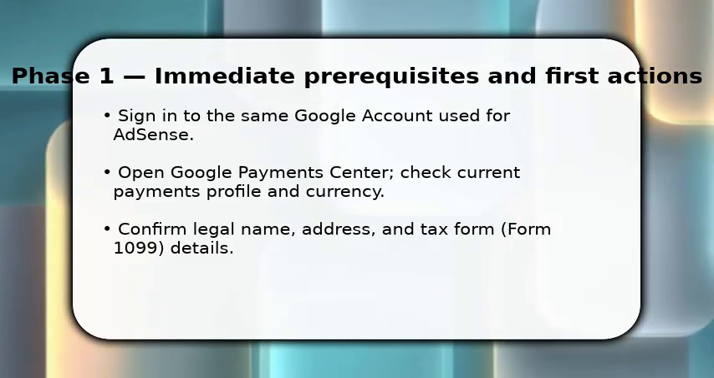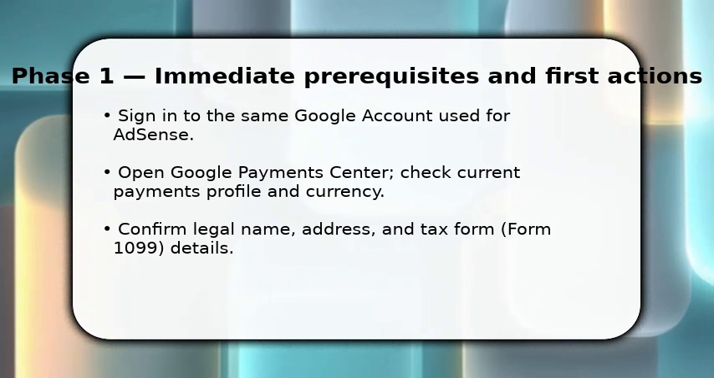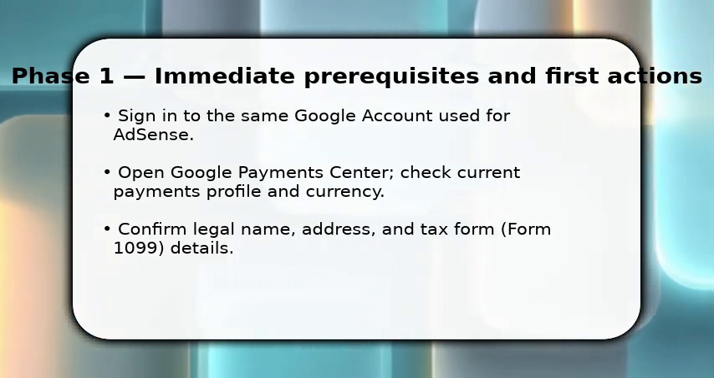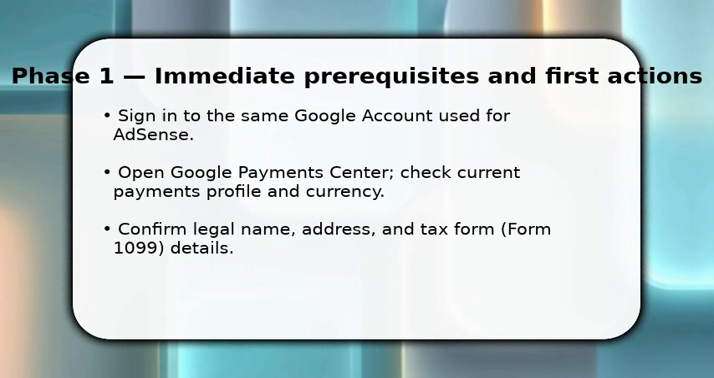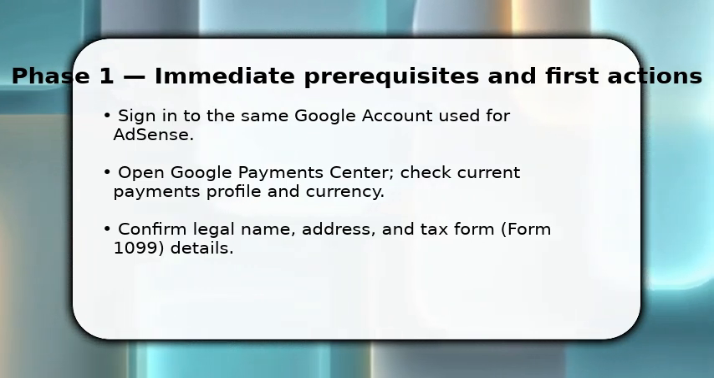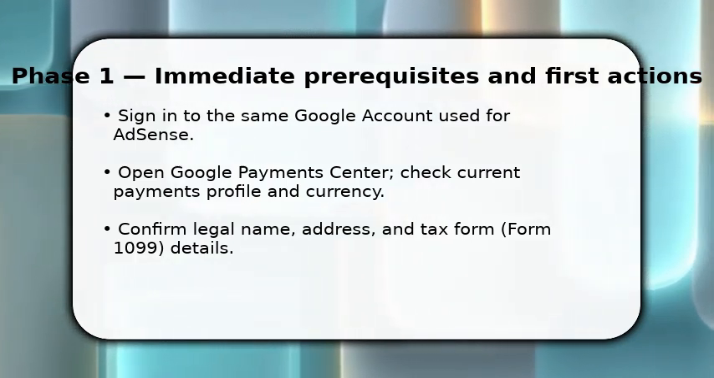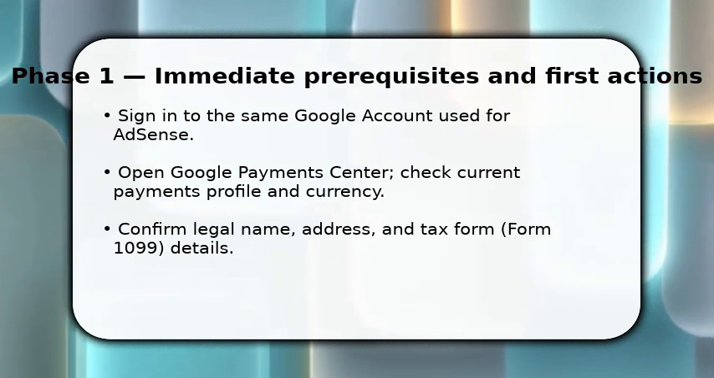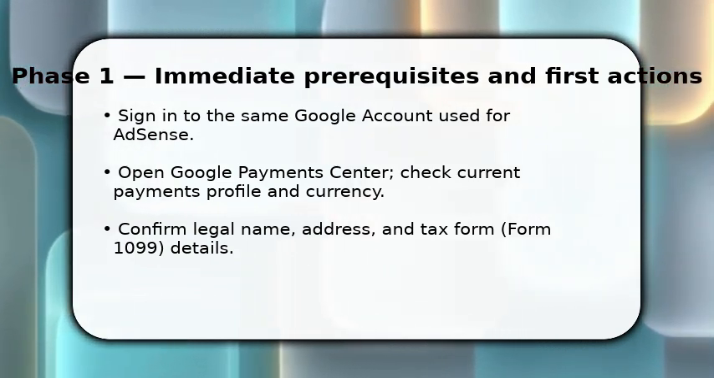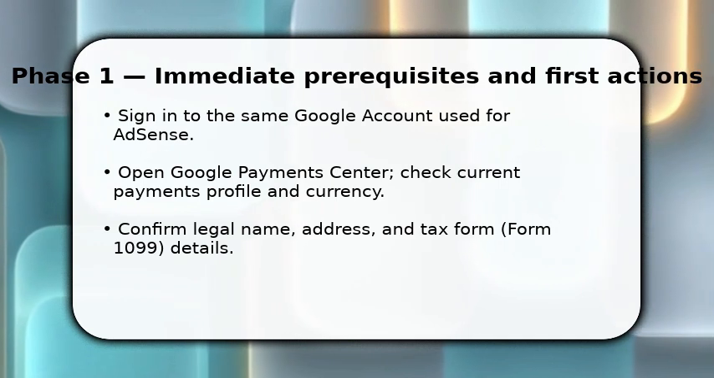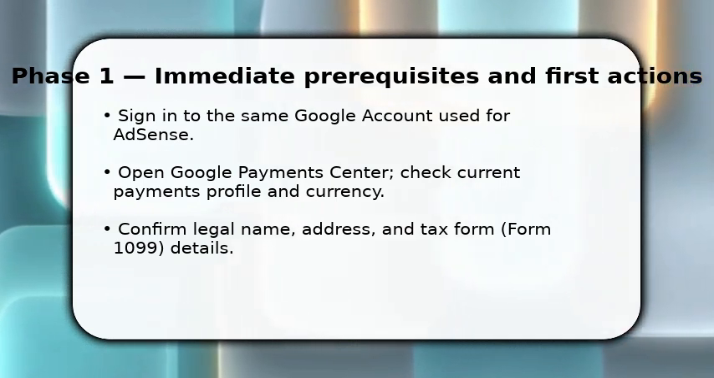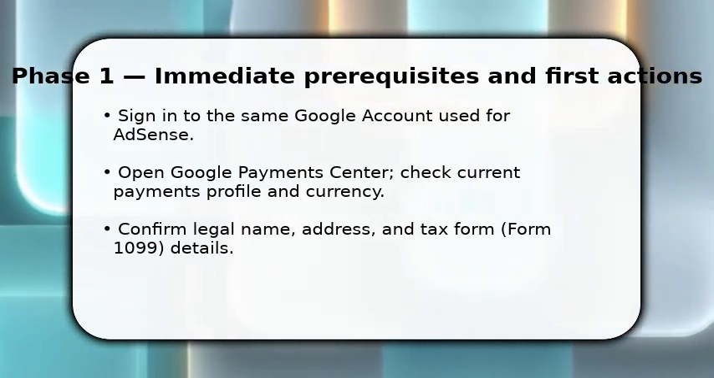You start by signing in to the Google account tied to Adsense. This saves time and avoids profile conflicts. Once signed in, open the Google Payments Center and view your active payments profile to see the current currency and country. Make sure your legal name, address, and tax information match. Discrepancies block changes. If the currency matches your needs, stop here.